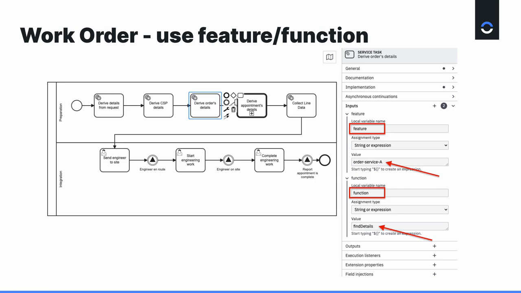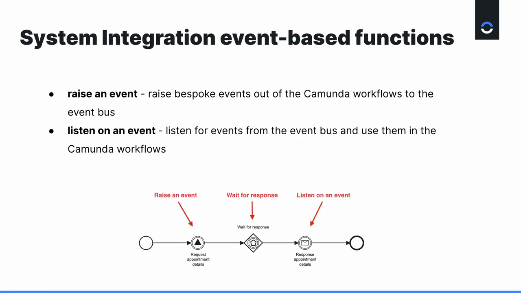So the value of the feature is order service A, and the function is find details. So it's everything we have to do in the Camunda workflow. System integration will look for this function in one of the external services, and will call this function. So that's everything that has to be done. And as I mentioned, our system integration architecture is based on events.